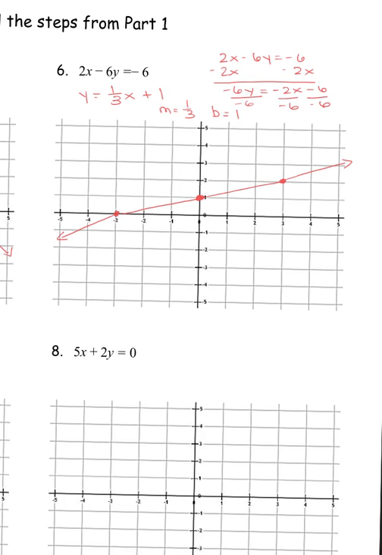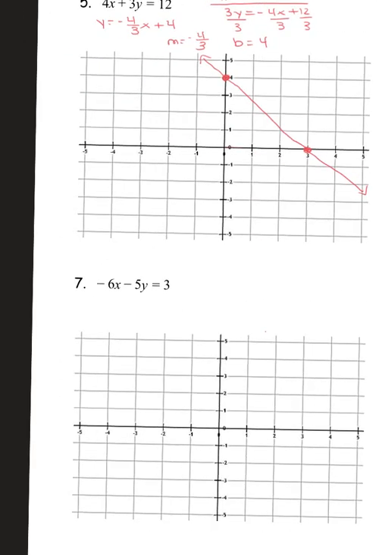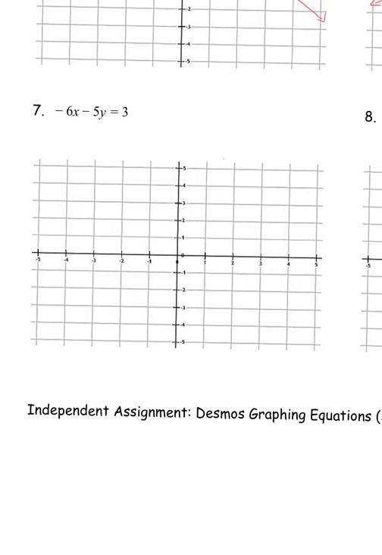Let's take a look at number 7. All right, so again, we have our equation in standard form, so we have to put it in slope-intercept form. So I have negative 6x minus 5y is equal to 3. We're going to add 6x to both sides. And we get negative 5y is equal to 6x plus 3. Divide both sides by negative 5.